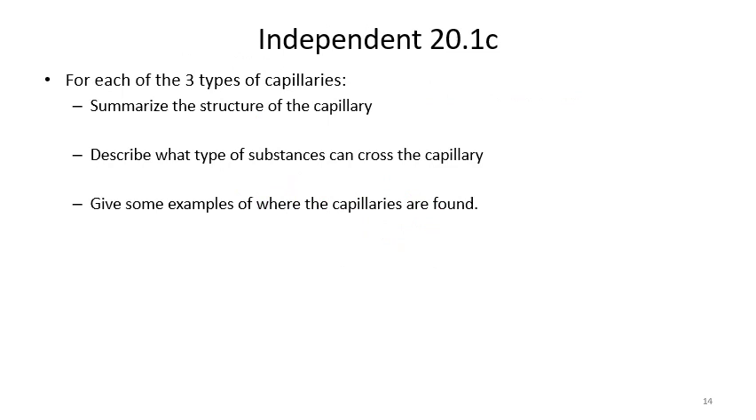So, that brings us to another independent adventure. In section 20.1c, we talk about the 3 different types of capillaries. Be able to describe them and describe what kinds of things can cross them and some examples of where they're found. Right now, we're mainly going to be talking about the continuous capillaries. We'll talk about the fenestrated capillaries with the kidney mostly, and then the sinusoids are mainly in the spleen and the bone marrow. But right now we're mainly going to talk about continuous capillaries because that's what most of the capillaries in your body are.